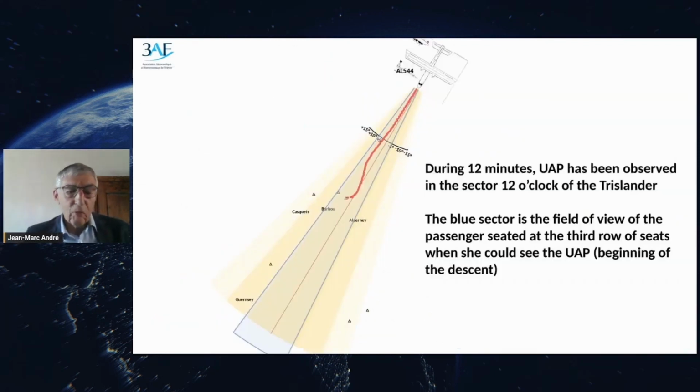The observation of the UAP lasts 12 minutes. All this time, the UAP is observed in the 12 o'clock of the Trislander, which means the 30 degrees angular sector centered on the longitudinal line of the aircraft. This sector is colored in beige on the drawing. The blue sector is the angular field of view of a passenger seated at the third row of seats who could see the UAP as the aircraft started the descent. So you see that the UAP is most of the time in the axis of the aircraft.